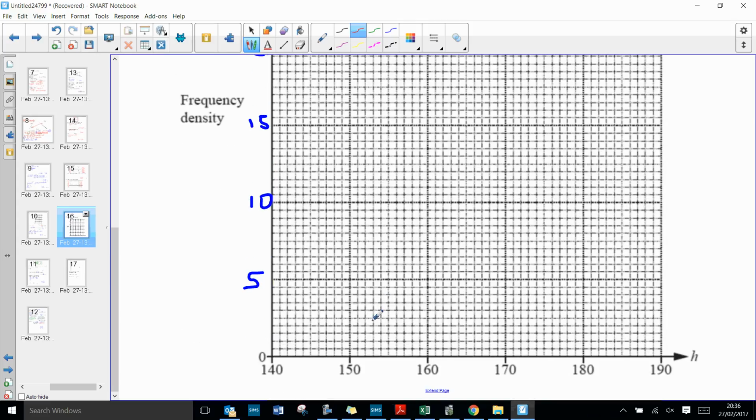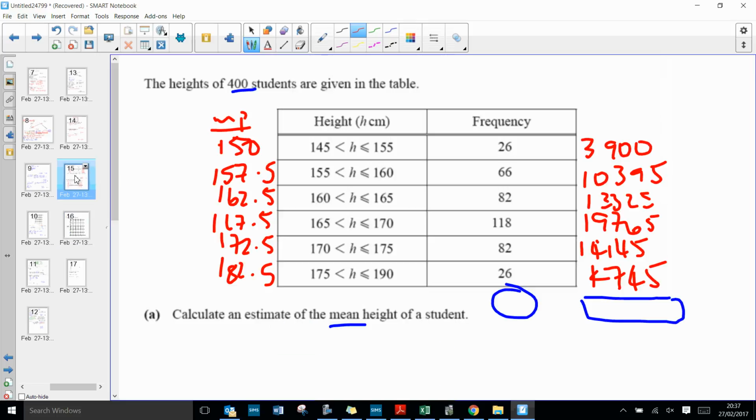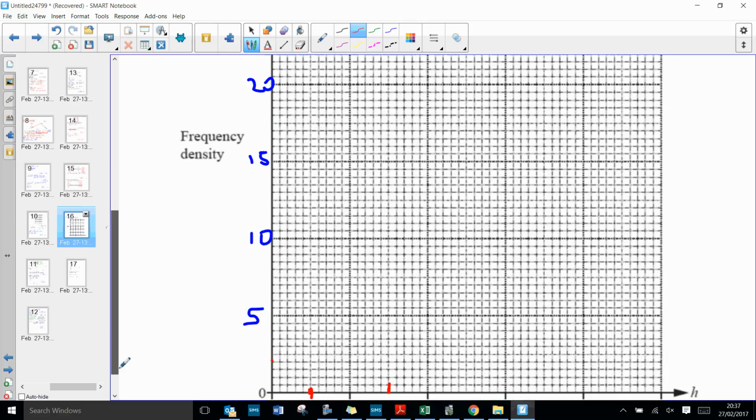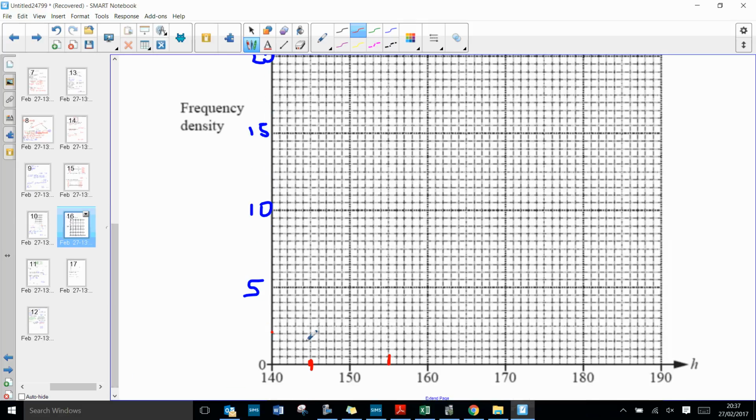So 145 to 155 is 2.6. So if this is 5 units, then each 2 squares is 1. 1, 2 point, oh, I forgot what it was already. 2.6. So it's about there. Oh, that was badly drawn. Yours would be much better.